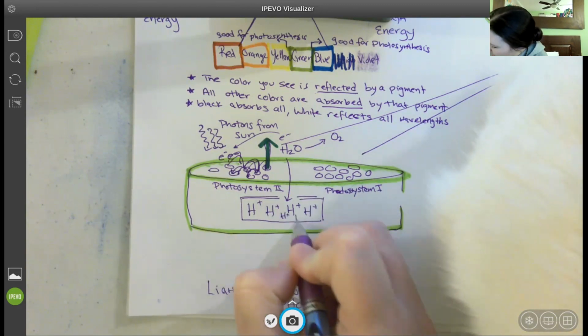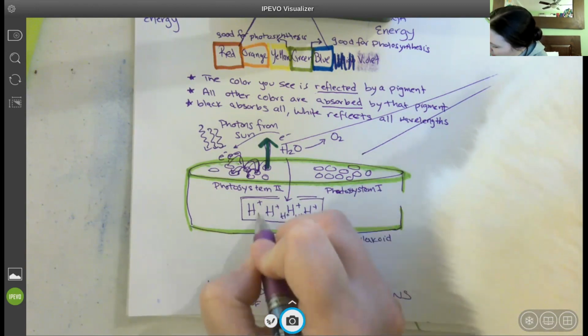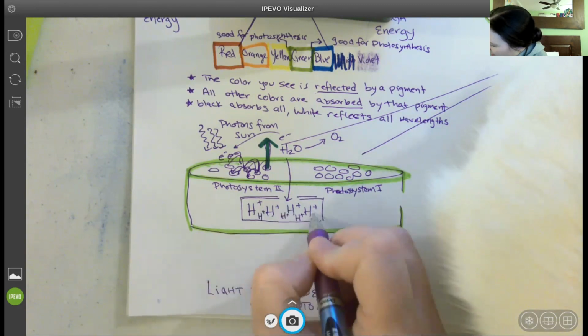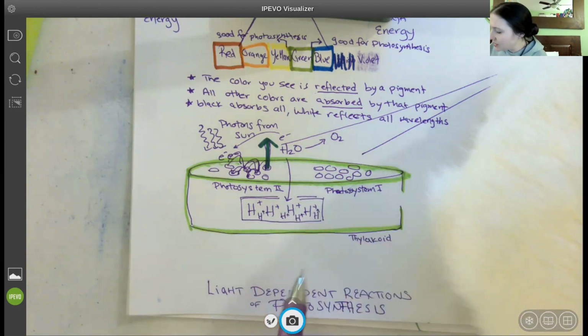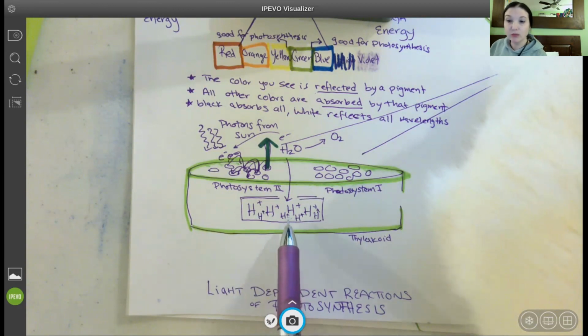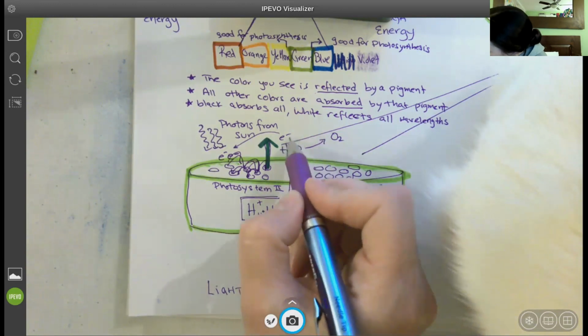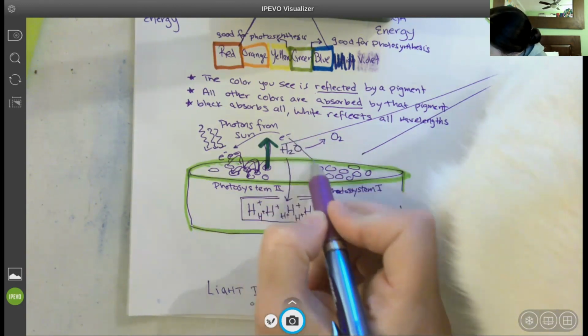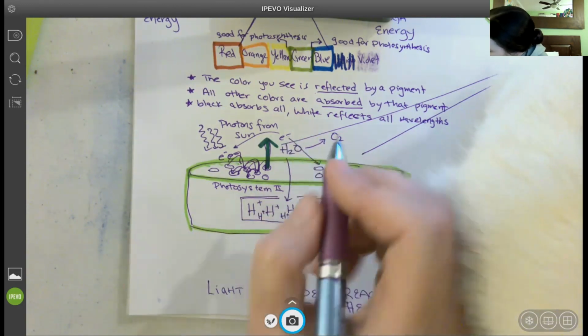And so this keeps happening. There's also a pump that does this. But in the end, you just end up with a whole mess of hydrogen ions inside the thylakoid. Cool? Cool. Okay. These electrons are going to end up down here at photosystem 1.